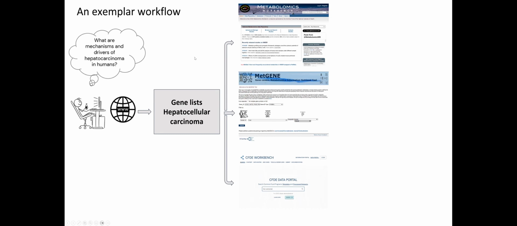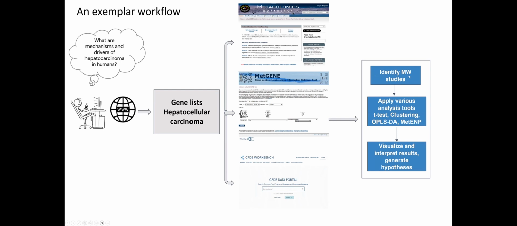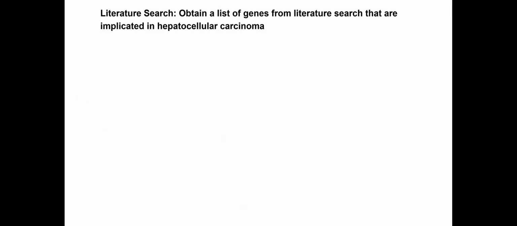or metabolites to genes. And so you can identify all the Metabolomics Workbench studies, for example, connected to hepatocarcinoma, connecting these genes, the gene list I'll show you in a minute, and apply various analysis tools, including statistical tools and metabolite and pathway enrichment. And then you can visualize, interpret the results, generate hypotheses, and then download all of these. This is really the whole power Metabolomics Workbench offers. So I'm going to walk you through this example.